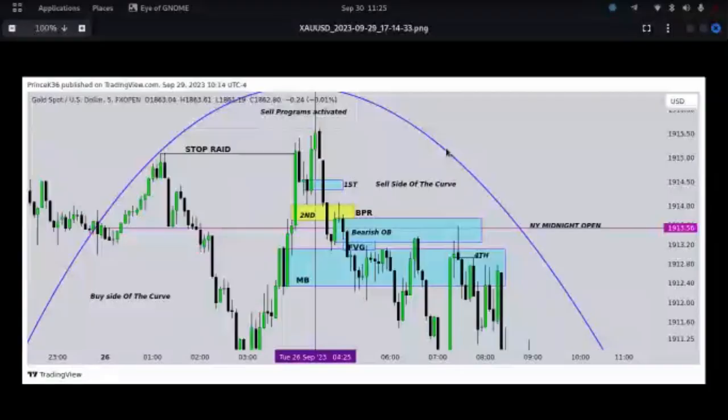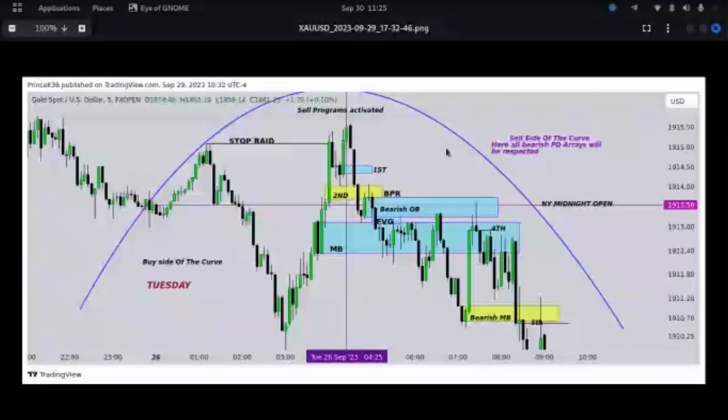Actually, whenever you take trades, you need to save your setups. I think you can see this whole image. I'm going to share them in the group. Tuesday, that's how Tuesday went.